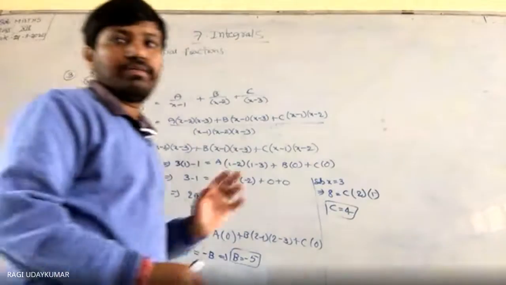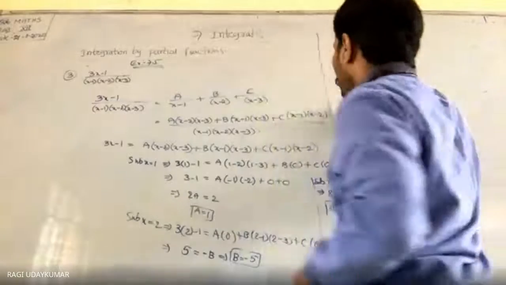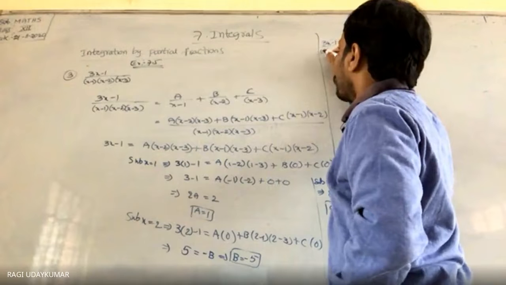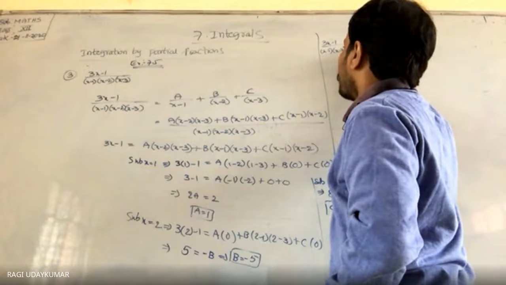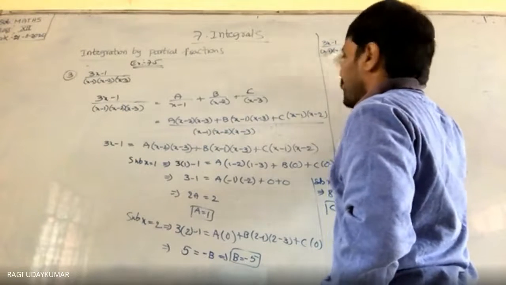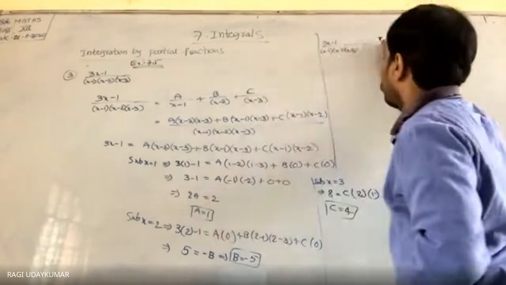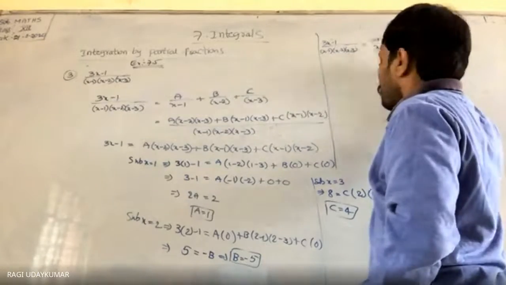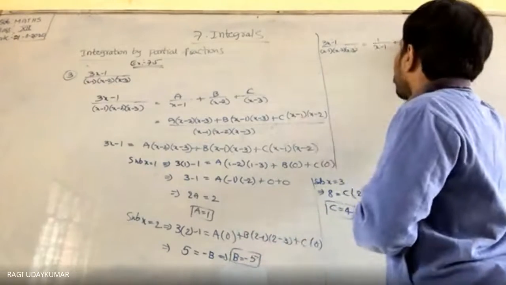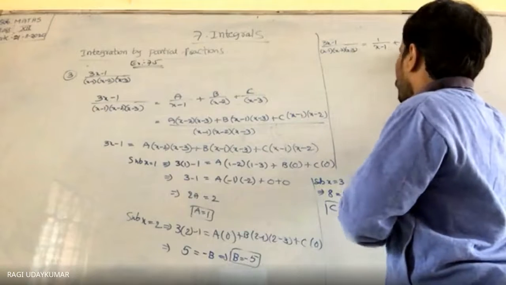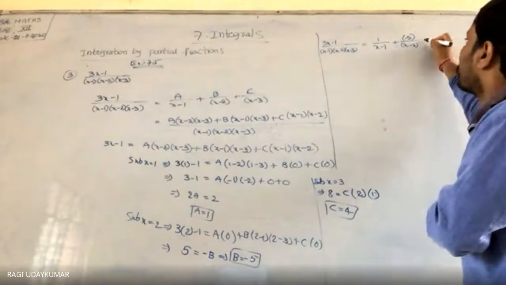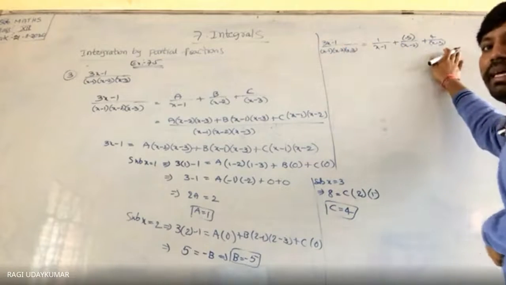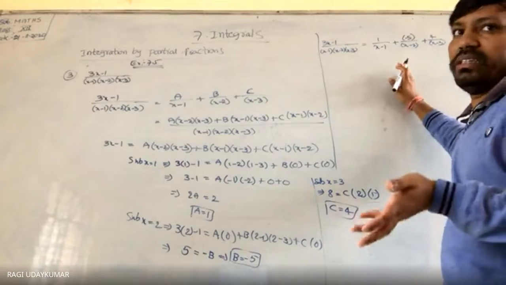Therefore, 3x minus 1 by (x minus 1)(x minus 2)(x minus 3) can be written as 1 by (x minus 1), plus minus 5 by (x minus 2), plus 4 by (x minus 3). See, we converted the product into a sum. This is called partial fractions.